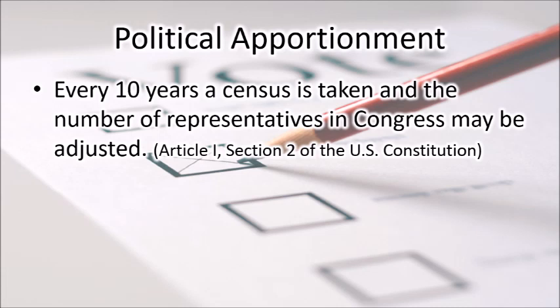In today's lesson, we're going to look at political apportionment. According to Article 1, Section 2 of our United States Constitution, every 10 years we are required to take a census, or a counting. That counting is mainly used to determine how many members of Congress each state is allotted.